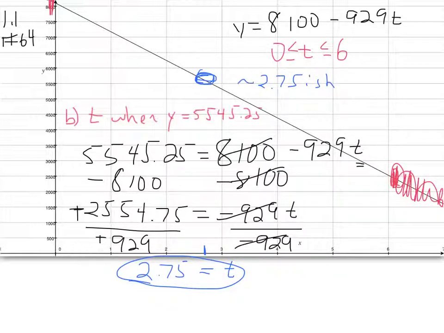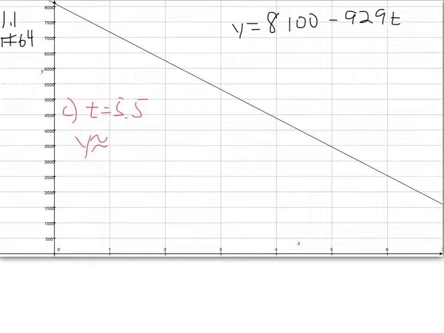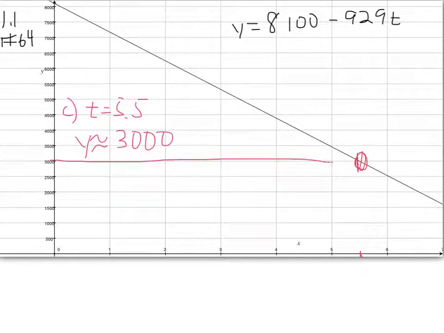All right, now let's look at problem 3. So part C of number 64 says when we're at about 5.5, roughly where are we on the graph? And it looks to me like we're approximately 3,000. Okay, after 5.5 years, we still have about $3,000 worth of value left in our watercraft.